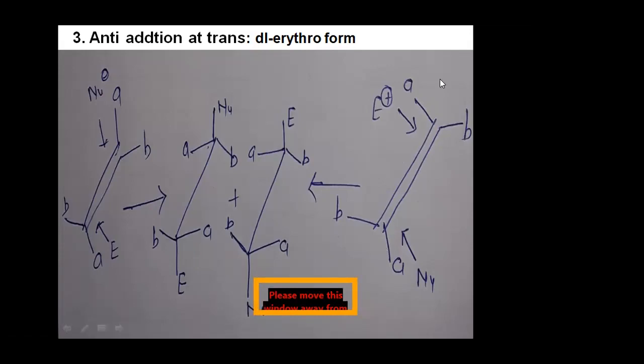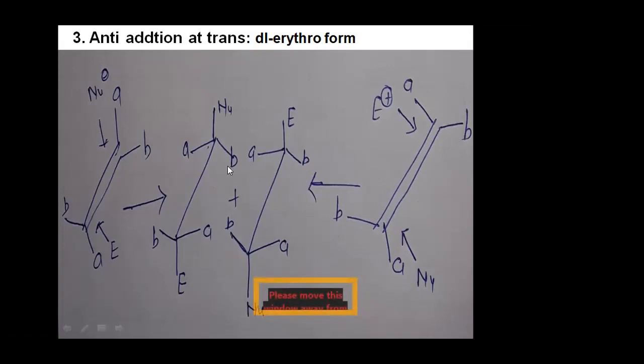Now after that, you can see here, because Nu comes from above the plane, then E comes from below the plane. And in the other, E comes above the plane and Nu comes below the plane. This is also a Sawhorse projection, staggered Sawhorse projection formula. You can see here Nu above the plane, E below the plane, E above the plane, Nu below the plane.